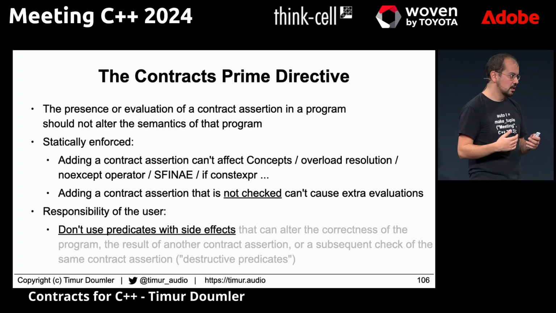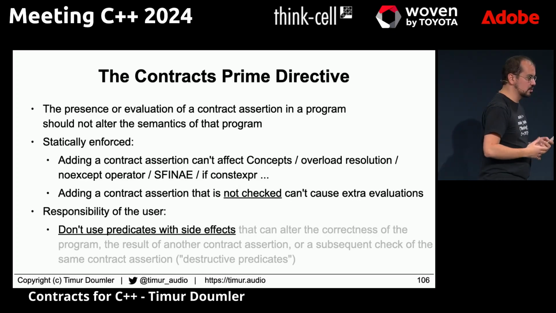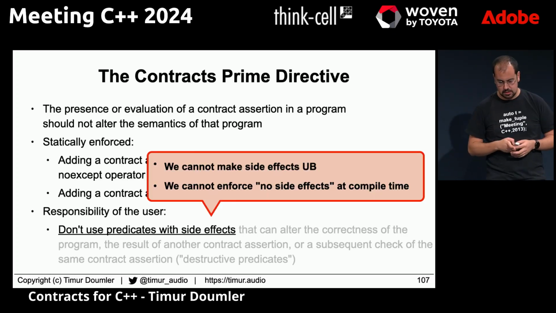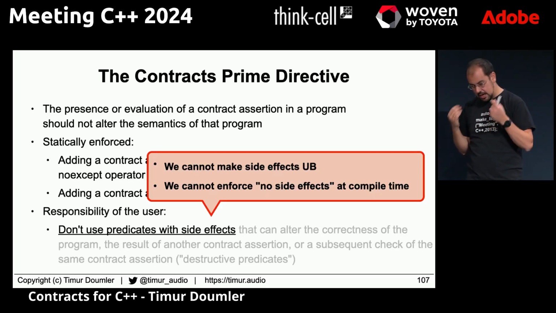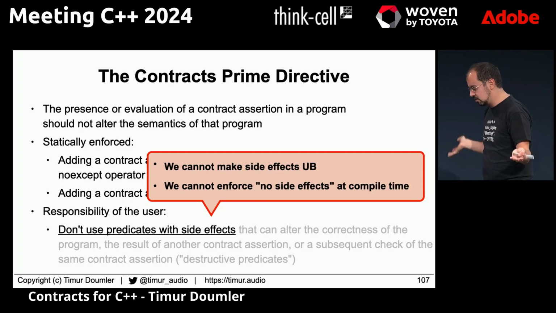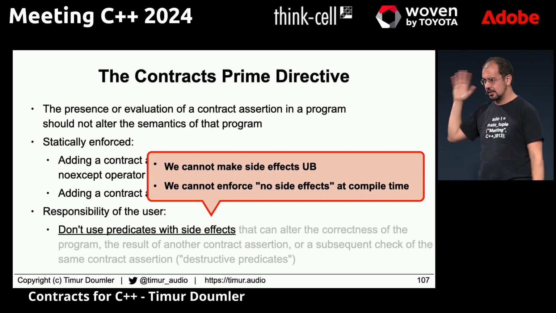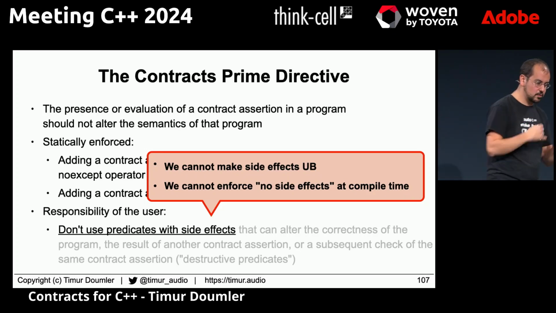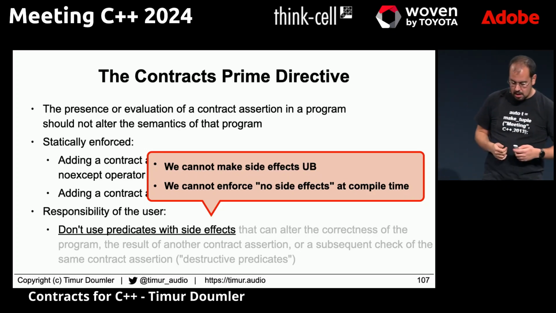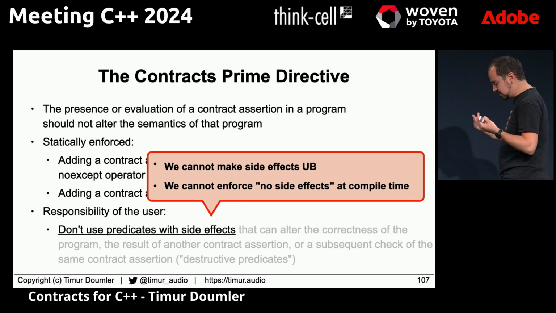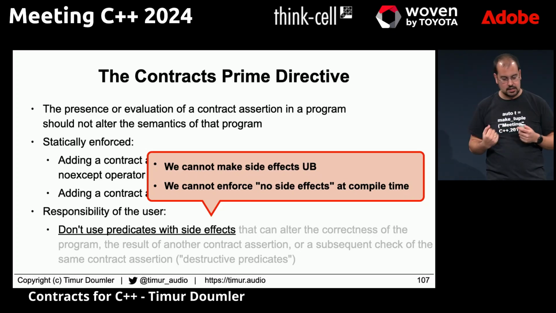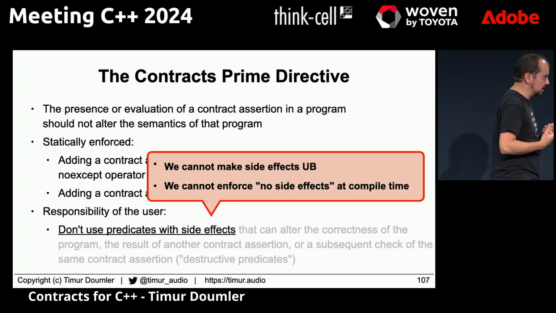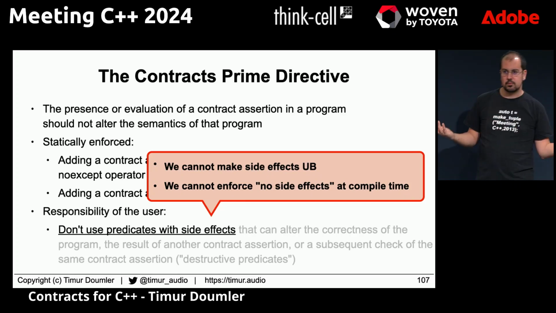So we don't really keep you from doing that. So this is the thing, right? We can't make side effects UB. That's one thing we could do. That's what C++20 contracts did. I think this is one of the reasons why it failed, because adding more UB to the language is bad, so we go out of our way to avoid that. But we also cannot enforce that an expression doesn't have side effects at compile time, because proving that something has a side effect is the halting problem.